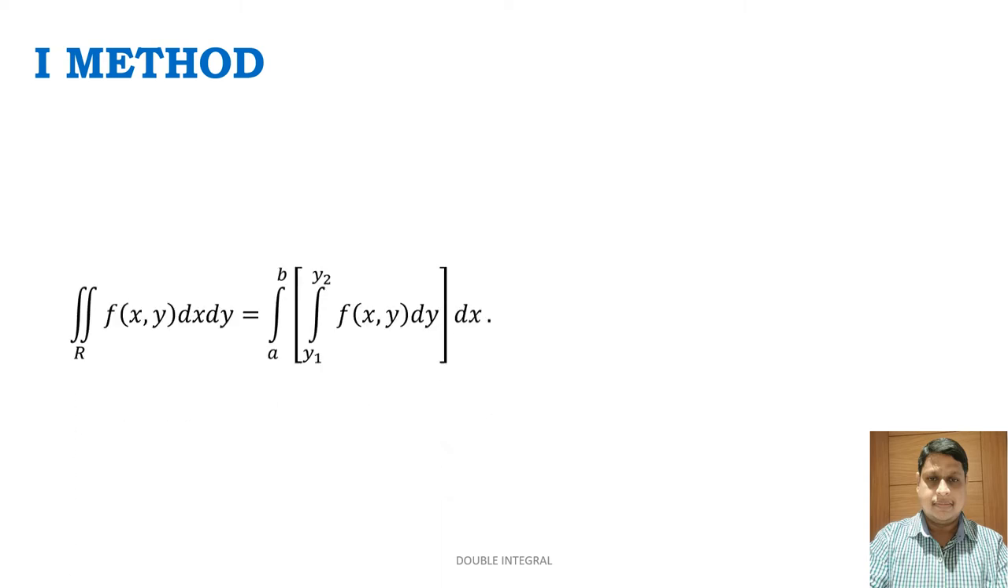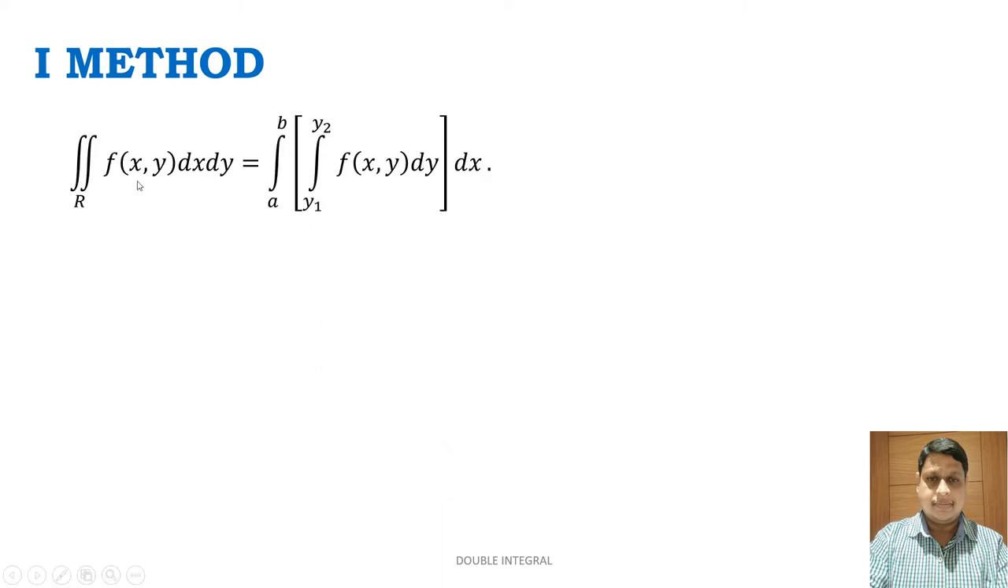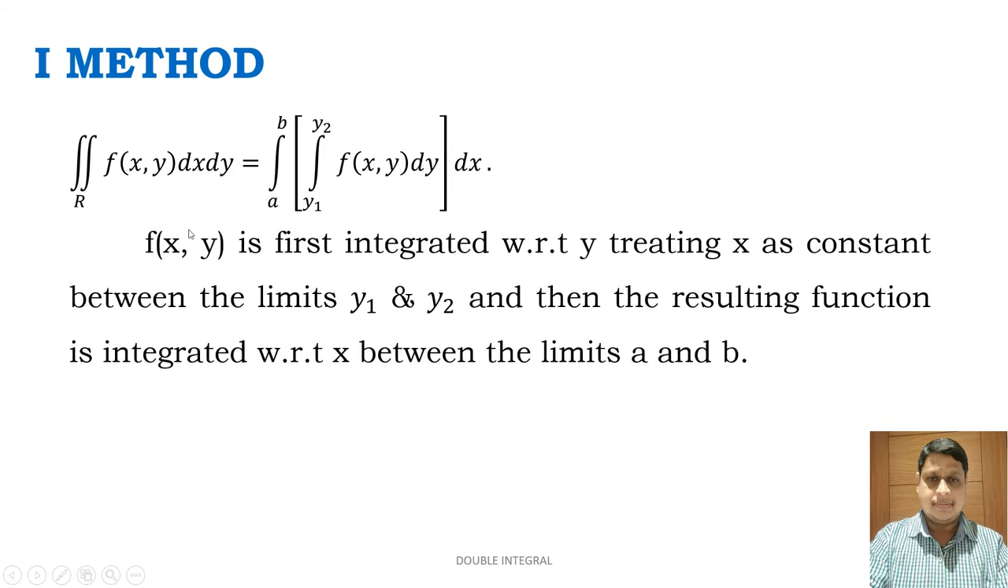The first method: double integral over R of f of x comma y dA equals the double integral from a to b, y1 to y2 of f of x comma y dy dx. In this case, f of x comma y is first integrated with respect to y, treating x as constant between the limits y1 and y2, and then the resulting function is integrated with respect to x between the limits a and b.